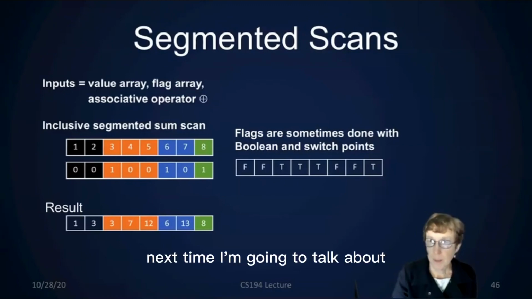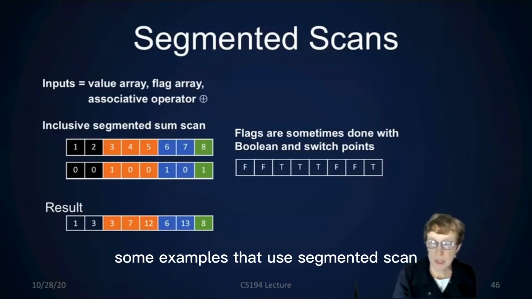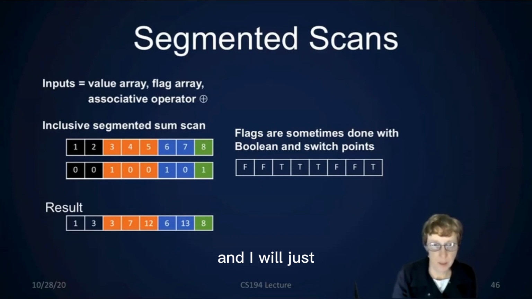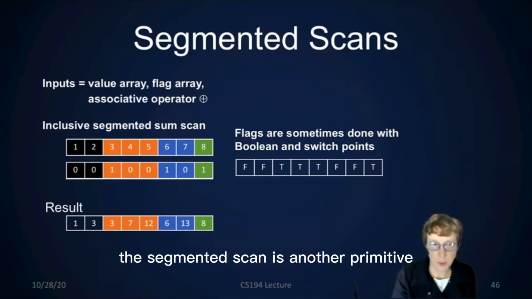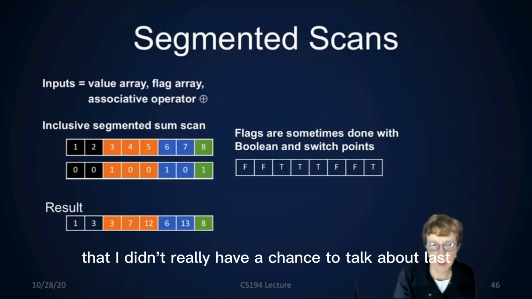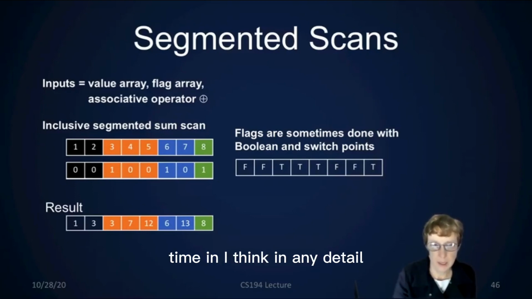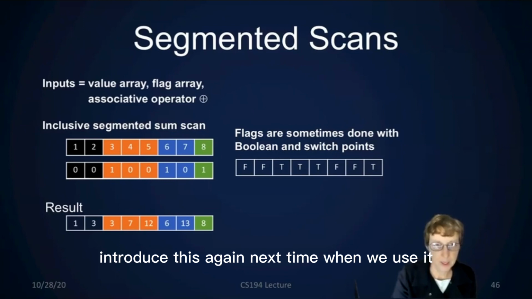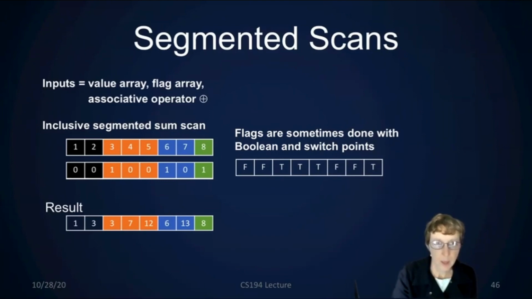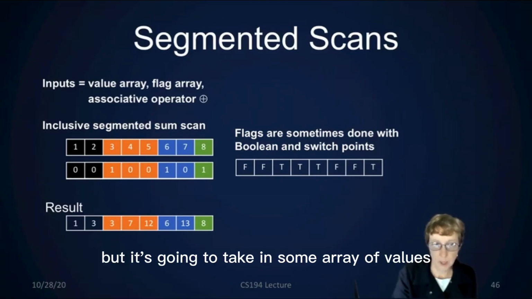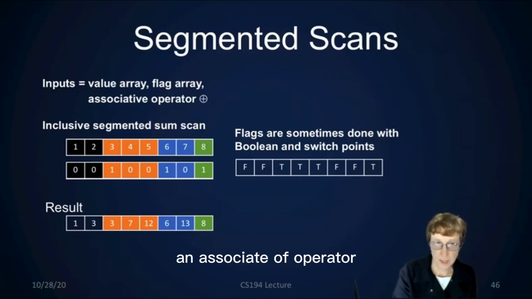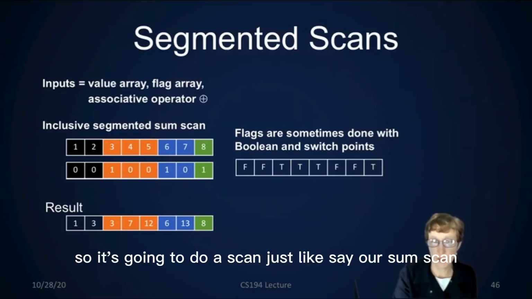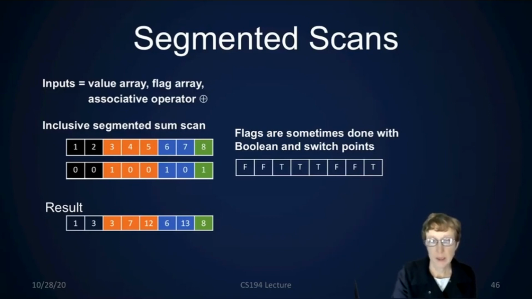Next time, I'm going to talk about some examples that use segmented scan, and I'll just mention here that the segmented scan is another primitive that I didn't really have a chance to talk about in any detail last time. We can implement what a segmented scan does, and I'll probably introduce this again next time when we use it in an example, but it's going to take in some array of values and an associative operator. So it's going to do a scan, just like, say, our sum scan.